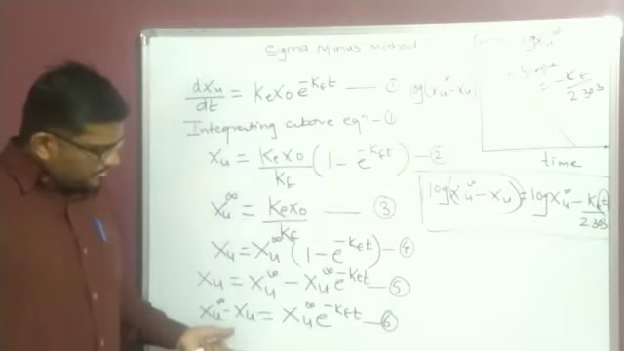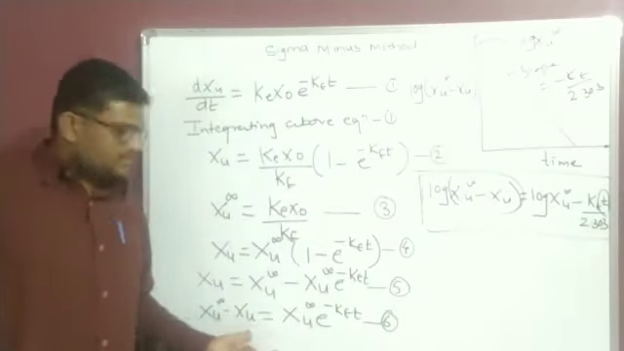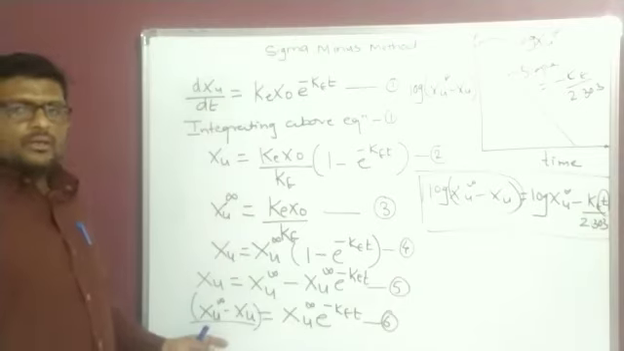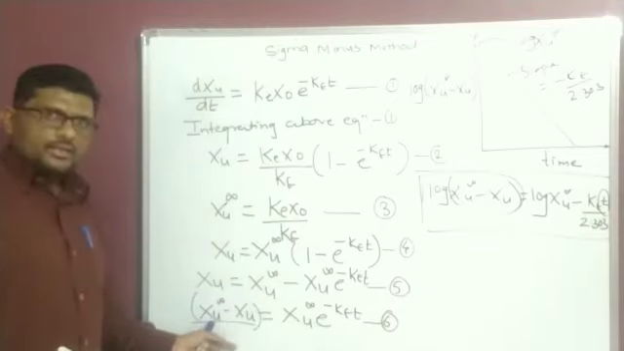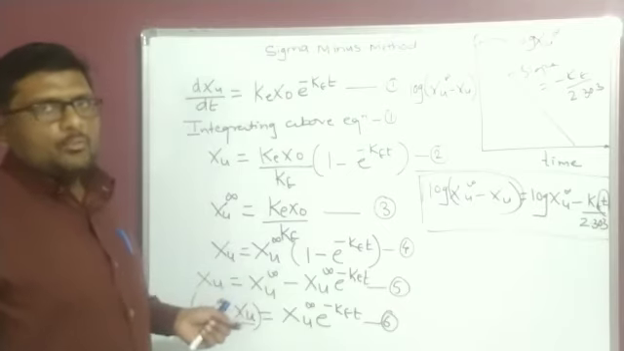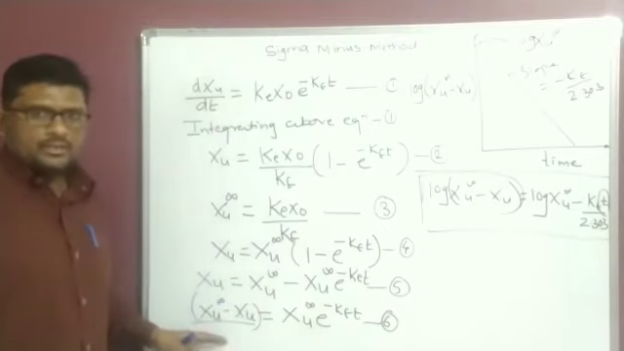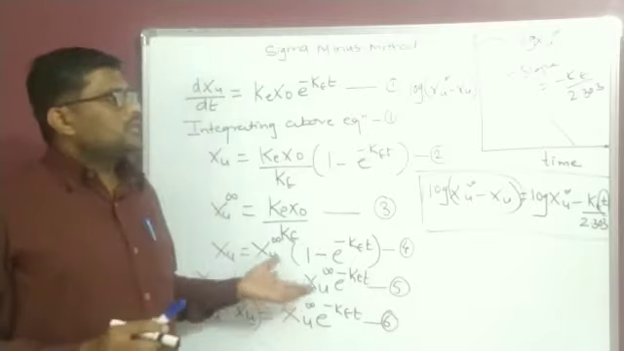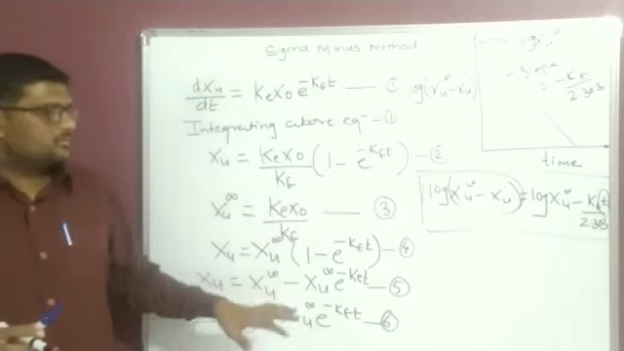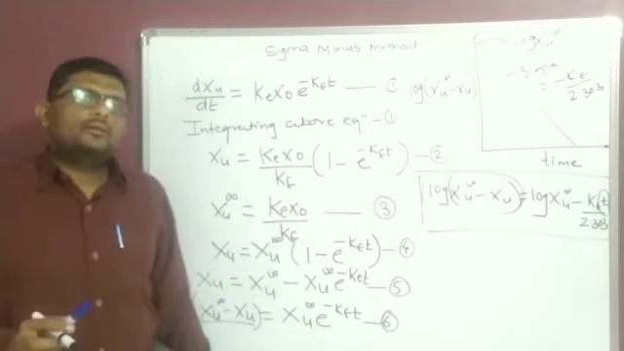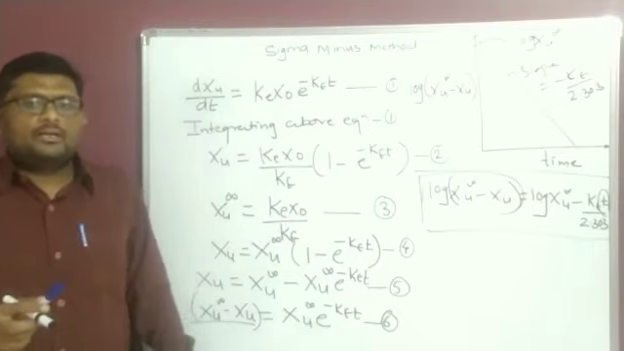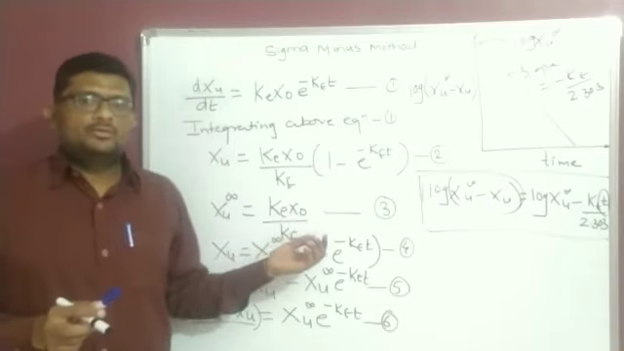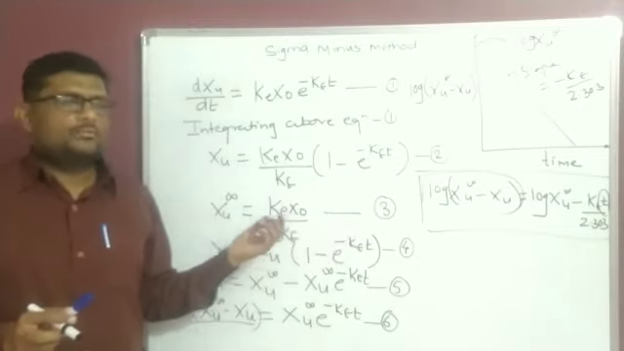This term Xu infinity minus Xu is also called the amount remaining to be excreted. So this method is also called the amount remaining to be excreted method. The main disadvantage of this method is that total urine collection has to be done. You have to collect a number of urine samples until no unchanged drug is present in the urine.